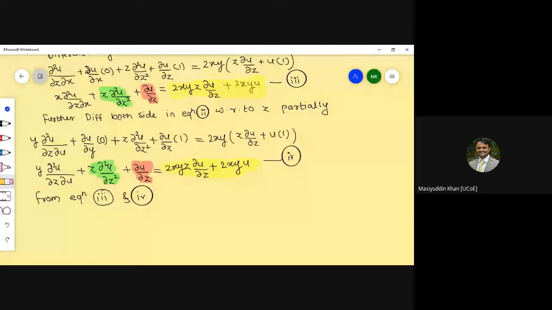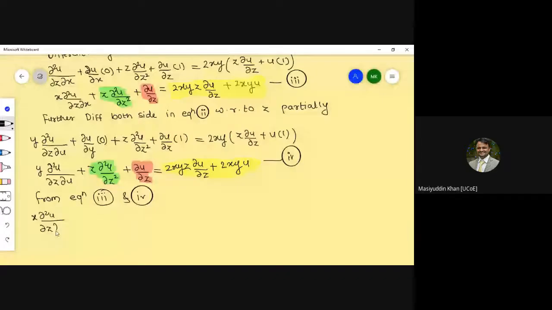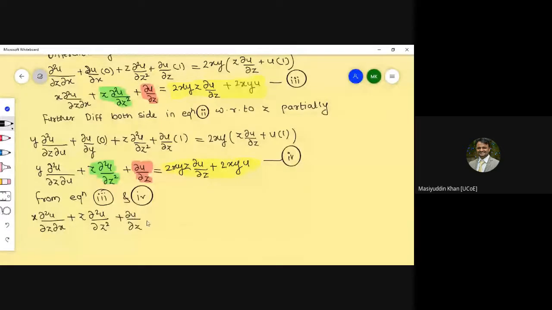सो उस जगह पे आप लिख सकते हो x ∂²u/∂z∂x plus z into ∂²u/∂z² plus ∂u/∂z, which is equal to y into ∂²u/∂z∂y plus z into ∂²u/∂z² plus ∂u/∂z.